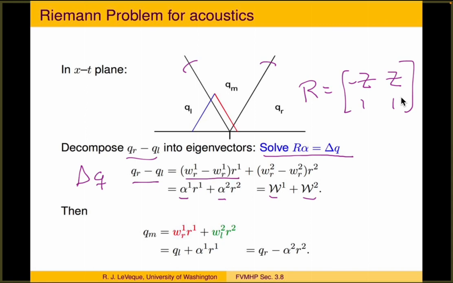It's the jump in the characteristic variable W1. That is not right. Some of these R's should be L's, because this should be W1R minus W1L times R1, and then W2R minus W2L times R2.